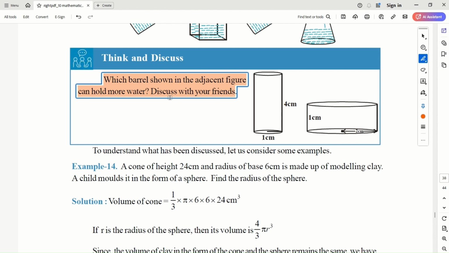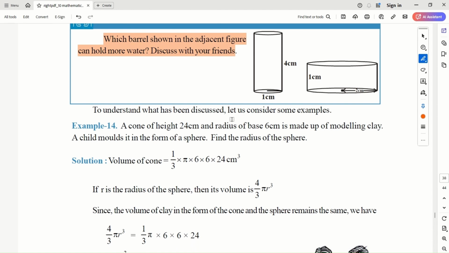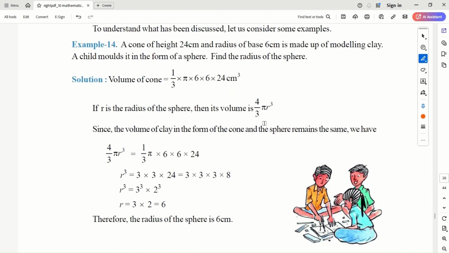So the volume of this one is pi r square h. Pi is the same, r square is 1 into 4, which is 4 pi. What about the volume of this one? pi r square h, which is pi 2 square h, which is nothing but 4 pi, right? So these two structures, even though they look completely different, both hold the same volume of water. These are the kind of questions which we'll solve here. Let's see some examples first.